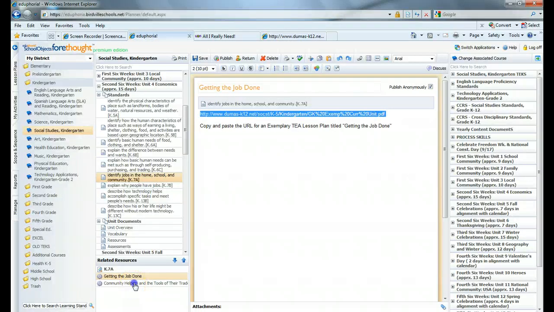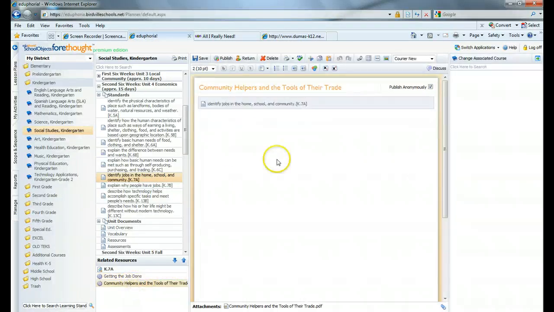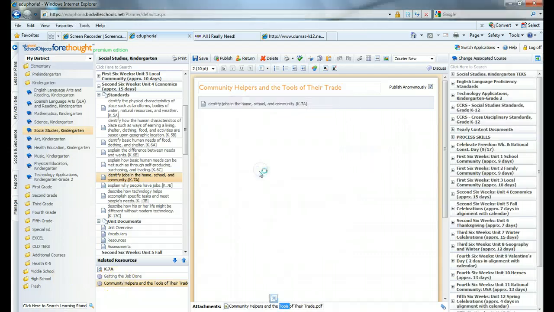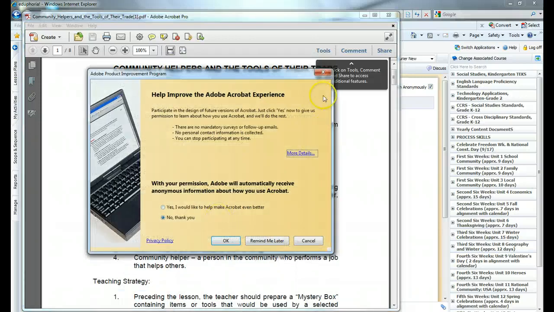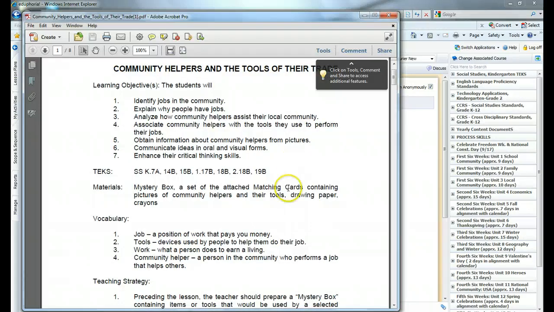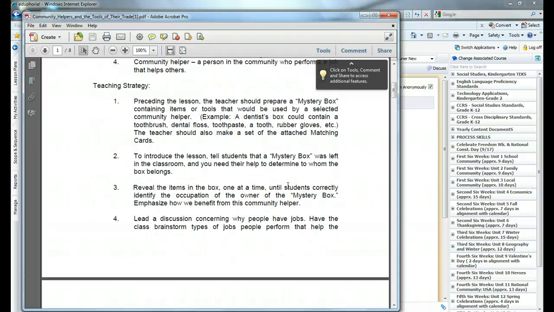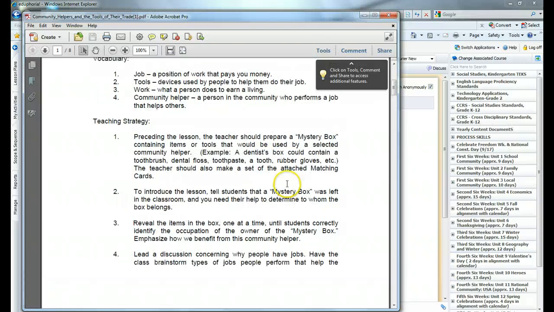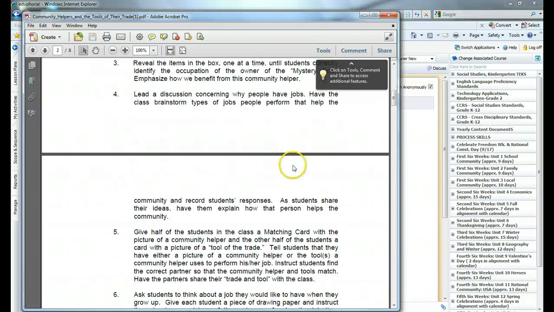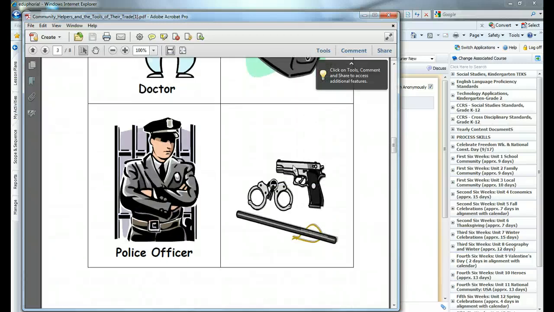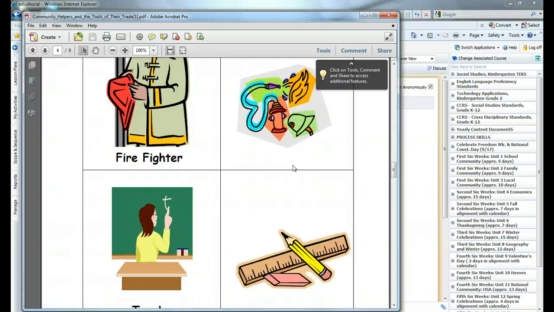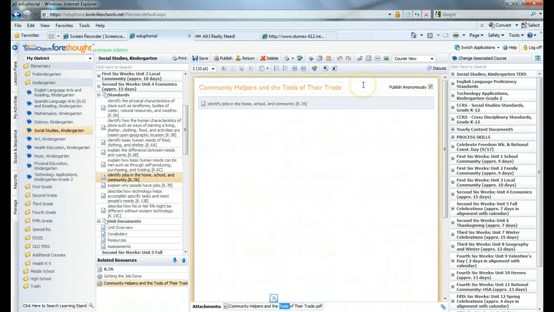Now, when you go to community helpers and the tools of their trade, you're going to see something a little bit different. This getting the job done was kind of an overarching big view. Now over here you'll see community helpers and tools of their trade. And what these things pop up sometimes, y'all. When you're doing that, what you'll see is vocabulary it wants you to talk about. I am excited about this because you start off with a mystery box and you talk about what type of jobs there are, and then look at this, it even has the matching cards and the students match cards with certain types of jobs. So this is a great program too. So I've given you several different resources to look through.